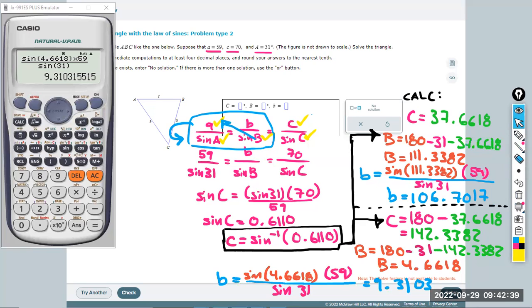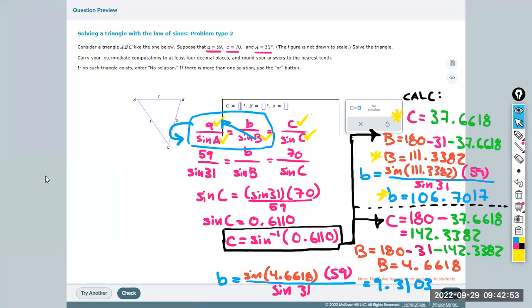So the first case is all of this, right? I have in here all the values. It is this one, and this one. So that is the first case that I'm going to input in here. C equals 37.6618, rounded to the nearest tenth, that would be 37.7. B equals 111.3. And side C is 106.7. And we have another solution.